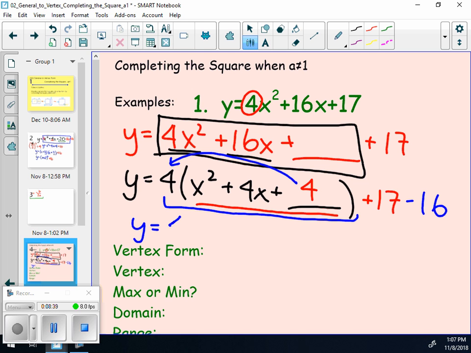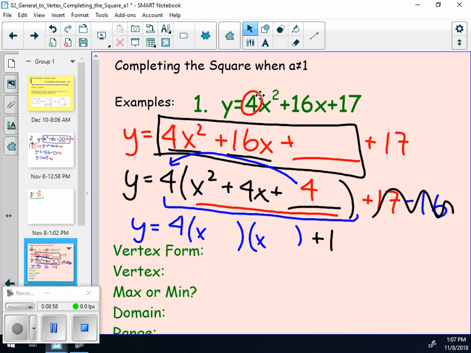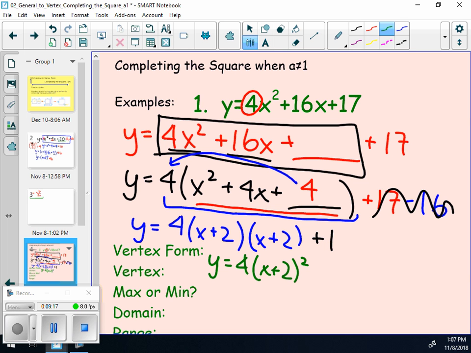Now if we do that, we have a 4, we have our 2 factors, and then over here on the right, we have 17 minus 16, which is just positive 1. So accidentally, this looks exactly like the factor we had just done for our practice. So we know that they're both just plus 2. And so our vertex form overall will give us y equals 4(x plus 2) squared plus 1.